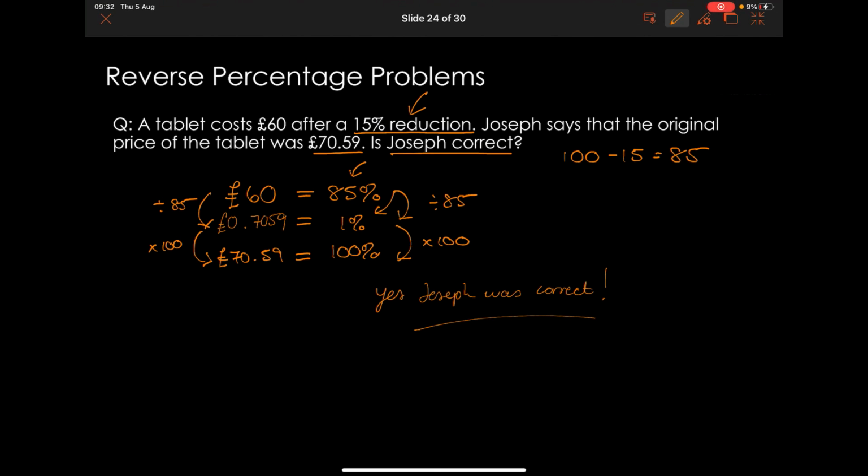Now, if you actually put that into your calculator, you might have got 0.7058882353. I just rounded this to 0.7059 because I know that when I times it by 100, I only need 2 decimal places, £70.59. So don't worry, it's still the same.